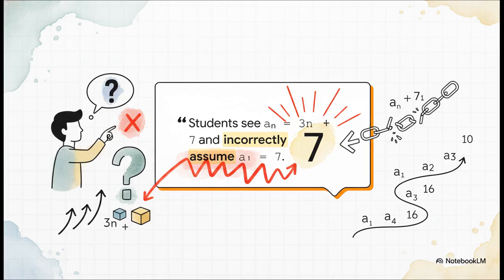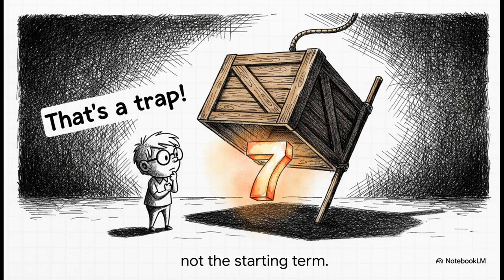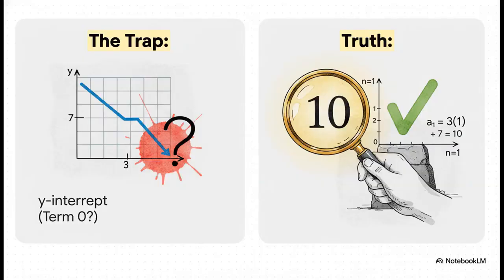I mean, it feels right, it looks right, but it's wrong. And yup, that's the trap. It is so easy to fall into this one. That number 7 is definitely important, but it is not the first term of the sequence. It's actually playing a totally different role. So what's really going on?